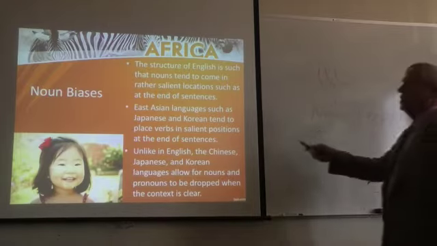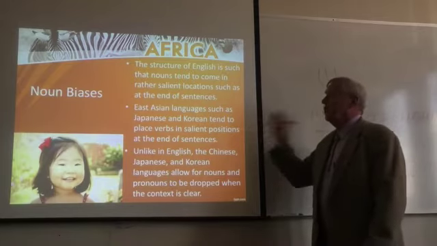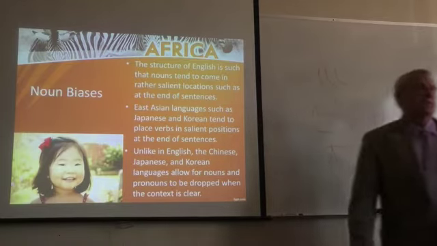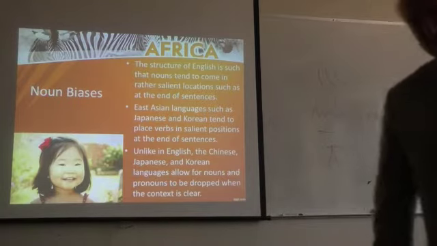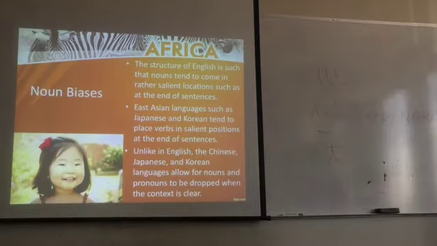East Asian languages such as Japanese and Korean tend to place the verbs in salient positions at the ends of sentences. So they actually put their verbs at the ends of their sentences, just like Latin does. Just like almost all the Romance languages. They put their verbs at the end. So if somebody is French and they translate from French to English, they seem to be speaking backwards, like Yoda. Jedi, I am. Yes, you are. Yoda, you're a Jedi. And that's the way the French do it.